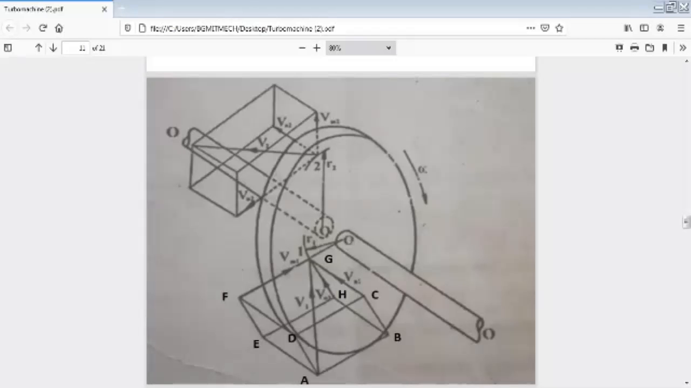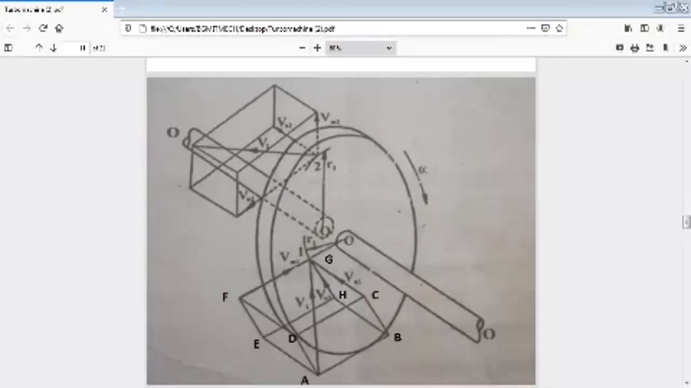Hello everyone. Let us go through the velocity components in a turbo machine. Here I am having a rotor, and that rotor has two radii. This is R1 and this is R2. At radius R1 there is a point I will call G, and at radius R2 I will call the point S.